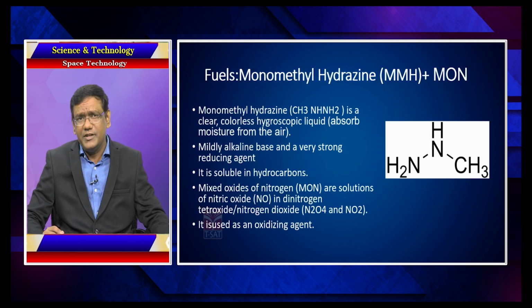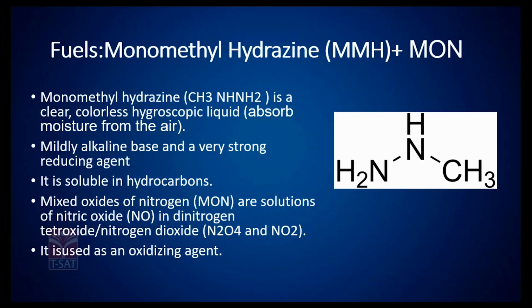Before going on to learn about the launch vehicles, we were talking about solid propellants and various stages. What is this fuel all about? Now let's learn what kinds of fuels we use, and then we'll talk about the launch vehicles PSLV and GSLV. The first fuel we will talk about is MMH plus MON.